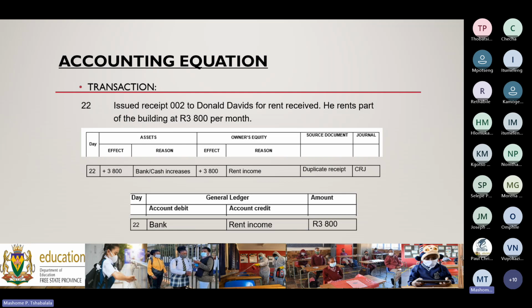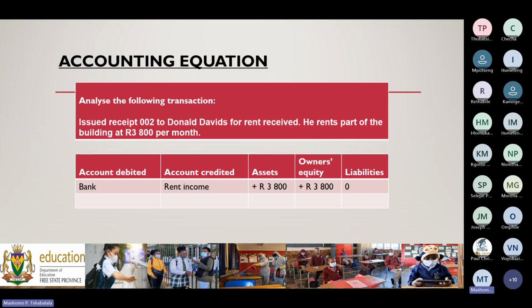He rents part of the building, 3,800 per month. This one we have shown you, learners; you should familiarize yourself with this one. Remember, when you receive the amount of rent, the bank account will increase. Then the rent income will also increase owner's equity. We have dealt with this one.